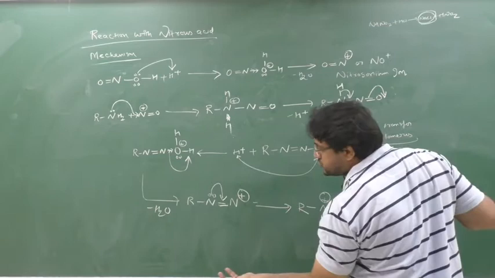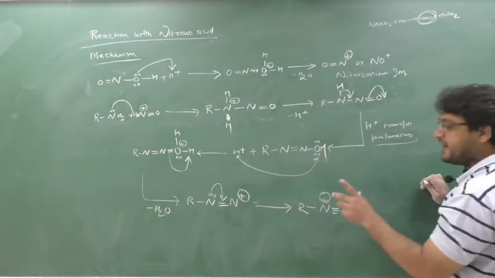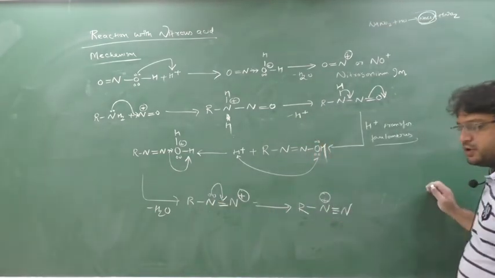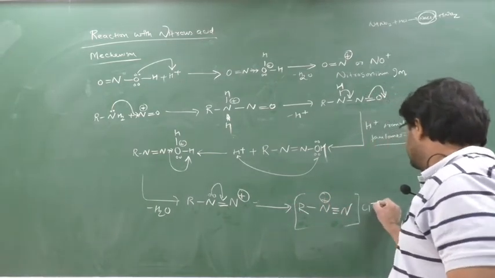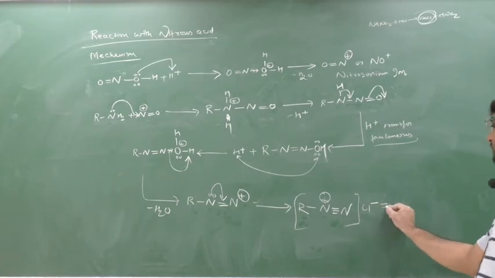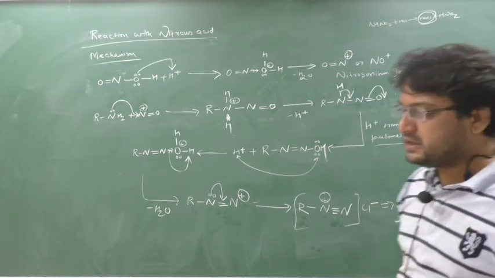Now which species should be considered? This species or this species? Experimentally this species is more stable, so we are considering this. So this plus will be combined with Cl minus, which is provided by NaCl. So in short, you can write down like this, R N2 Cl, which is called a diazonium chloride.